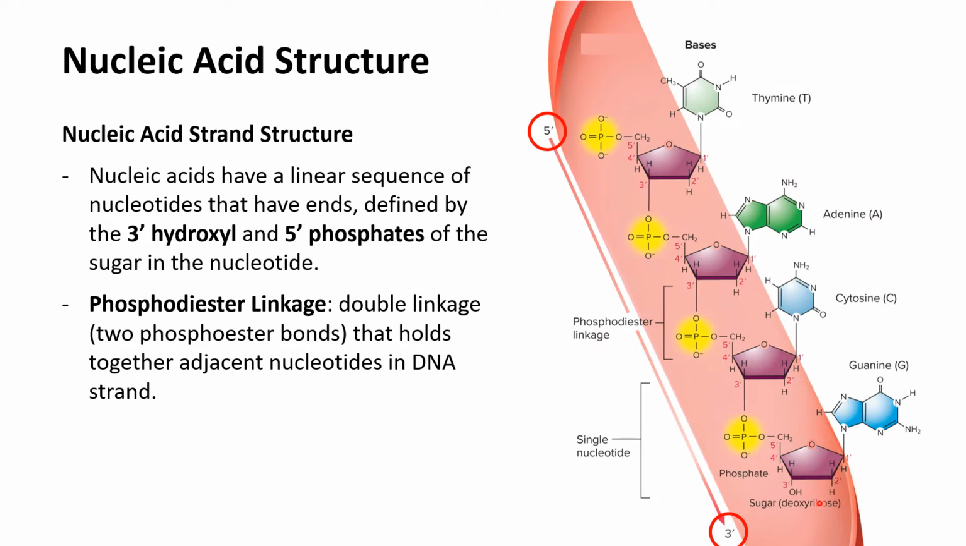Now, the strand itself is held together by what we call a phosphodiester linkage. This is a double linkage where you have two phosphodiester bonds that are holding together adjacent nucleotide molecules. So here is the phosphodiester linkage between two nucleotides. Notice the phosphate group will connect in with the exposed hydroxyl group, and that bond is formed because of a dehydration synthesis. And the same is repeated for this. So this basically builds the strand of nucleotides, and we say that it runs from 5' to 3'.